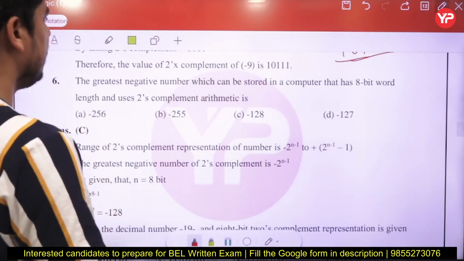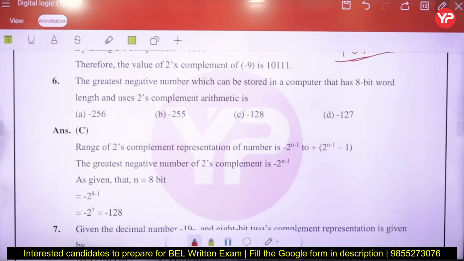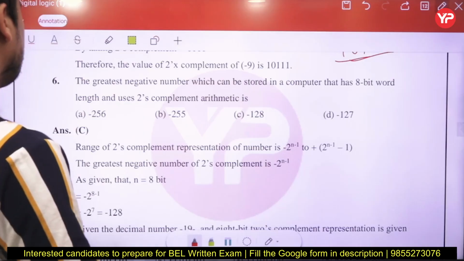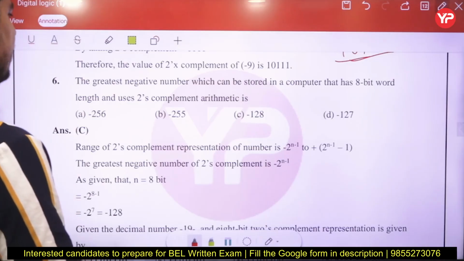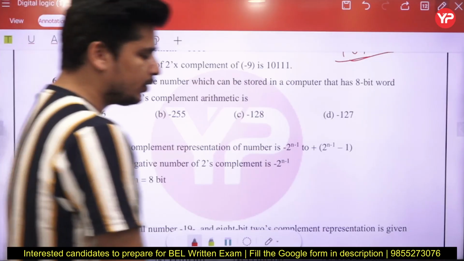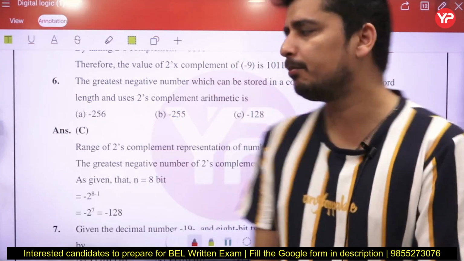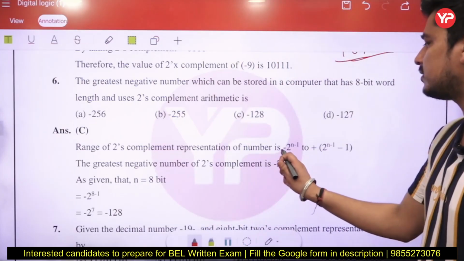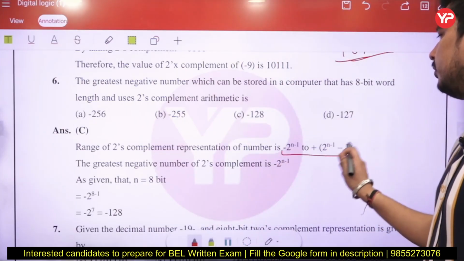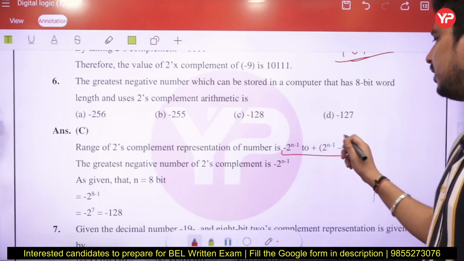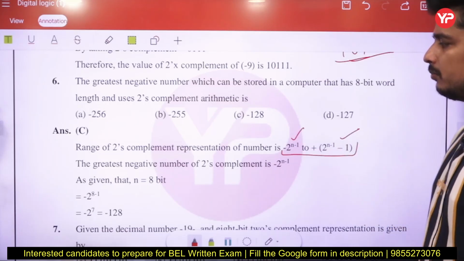The greatest negative number which can be stored in a computer that has 8-bit word length and uses 2's complement arithmetic. So whenever we are going for 2's complement arithmetic, the number range is minus 2 raised to power n minus 1 to plus 2 raised to power n minus 1.